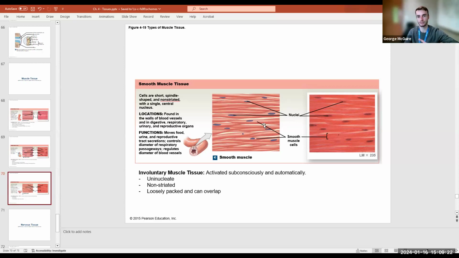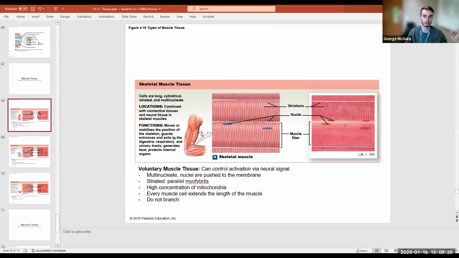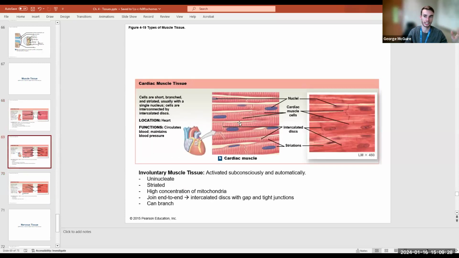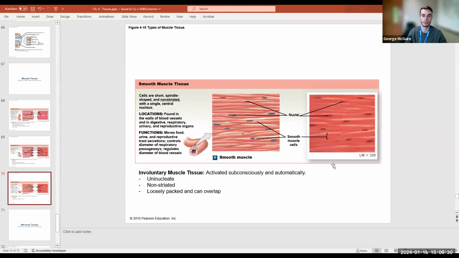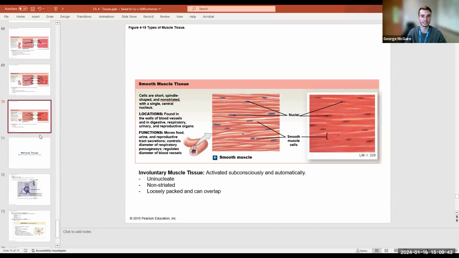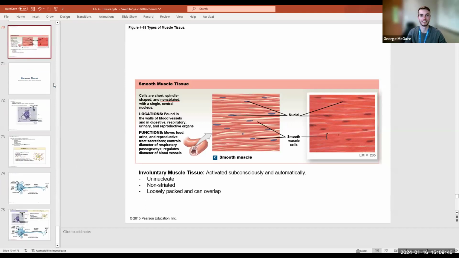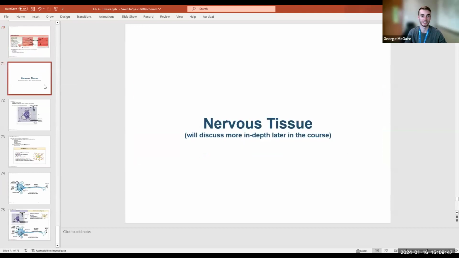And so the structure of this tissue is unique in that they are overlapping. So not necessarily branching, but they do overlap. There are no striations. This is the only example here where we don't see those distinct lines throughout the tissue. And they are also uninucleate, so only one nucleus, and loosely packed, but not as structural as our other two were. And that's basically all we need for now on muscle tissue before we get into that actual chapter.